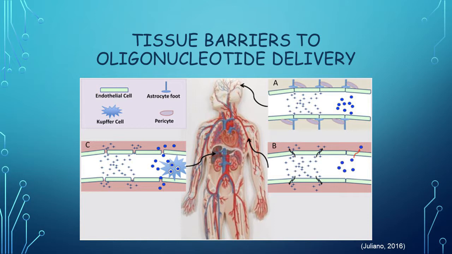In image B, on the bottom right-hand corner, we see the blood tissue barrier, which allows for many oligonucleotides to cross the endothelium via diffusion. Image C, in the bottom left-hand corner, is the blood-liver barrier. We can see the fenestrated endothelium in the liver and spleen is easily permeable by both free oligonucleotides and nanoparticles.